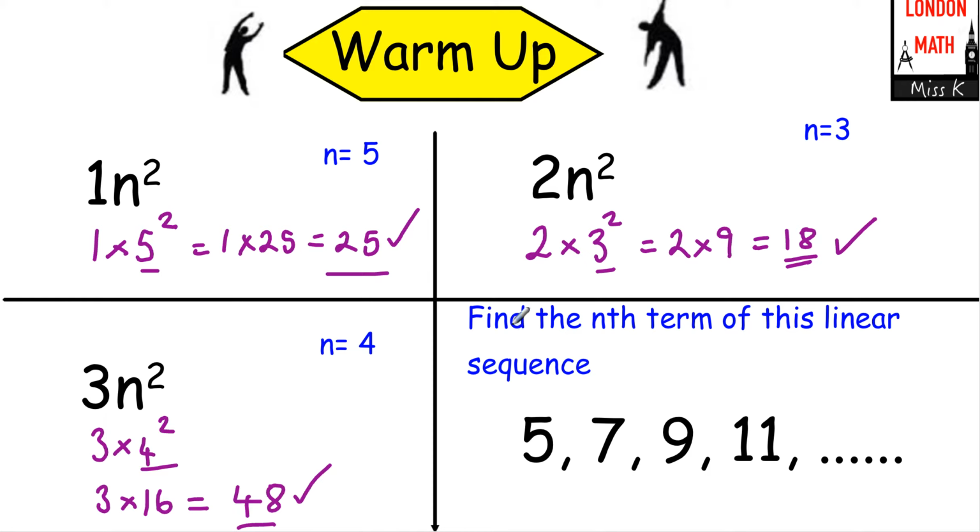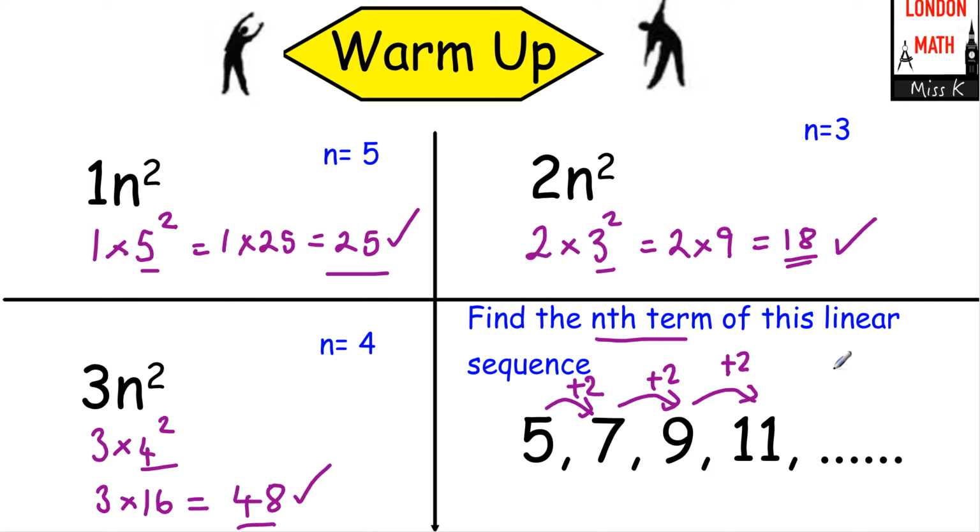Alright, okay, so now in this video, you need to be able to do this for the later part of the video, which is to find the nth term of a linear sequence. If it's linear, the sequence should be going up in equal amounts, so just check. That's a plus 2. Again, we have a plus 2. And again, we have a plus 2, so we can confirm it's linear.